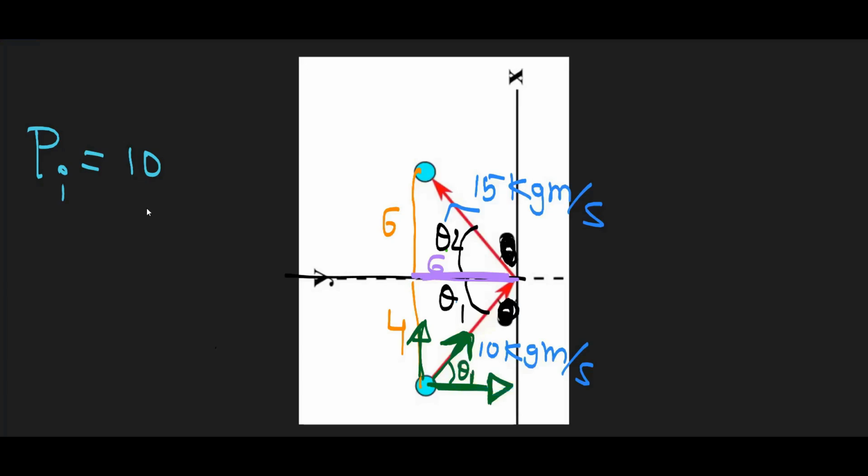Tell. 10 cos theta 1 I cap plus 10 sin theta 1 J cap. Sorry, sin theta 1 J cap. Understood or not, ma? Any doubt? Simple only, no. Next.